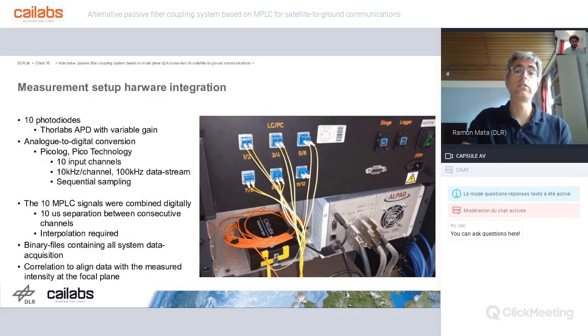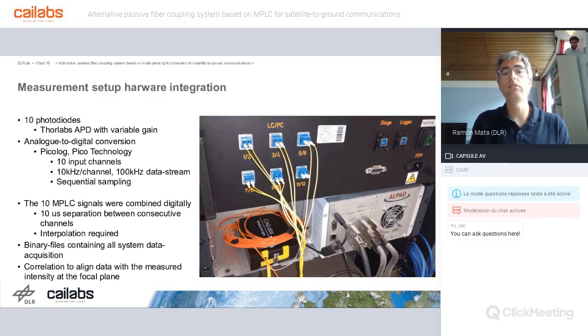And then the photodiodes were digitally converted with Picolog. So we have 10 input channels with 10 kilohertz per channel. And it was a sequential sampling. So it means the first channel is sampled, then the second, the third, the fourth, until the 10th, and then again. But that's with a 100 kilohertz data stream, so 10 kilohertz per channel.